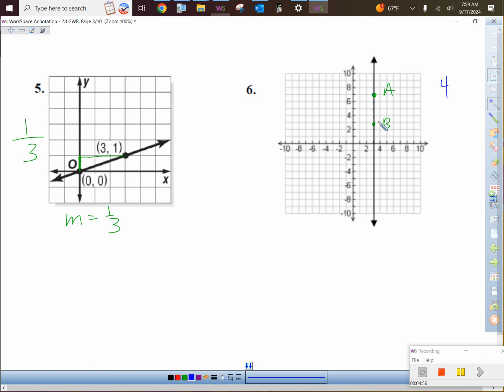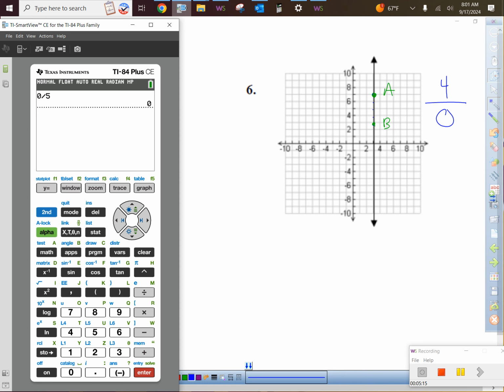But how much do you run when you go from point B to point A? Left or right? How much do you move? Nothing, right? And the first commandment of mathematics is thou shalt not divide by 0. If I punch that in my calculator, it's not going to like it, right? 4 divided by 0, do you see where it says error, can't do it, right?